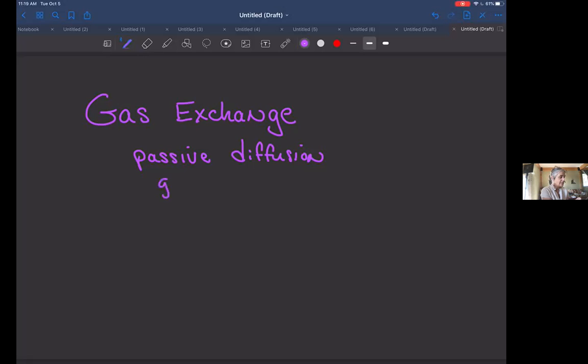So gases move from a higher to a lower concentration. This is with their concentration gradient.